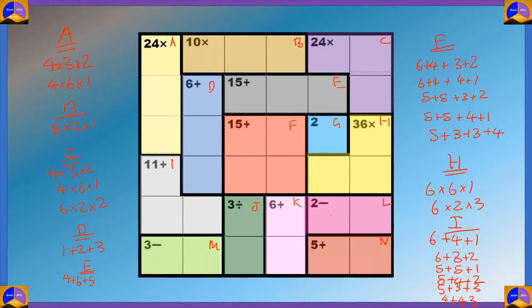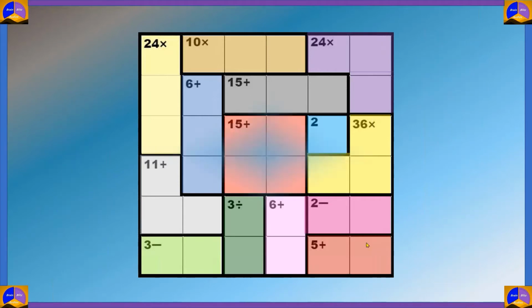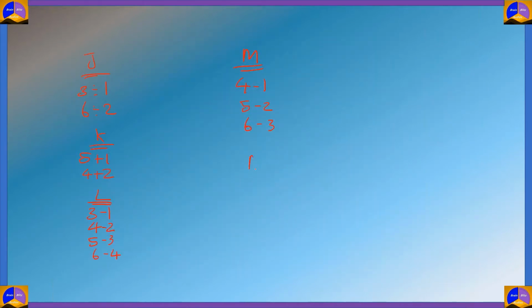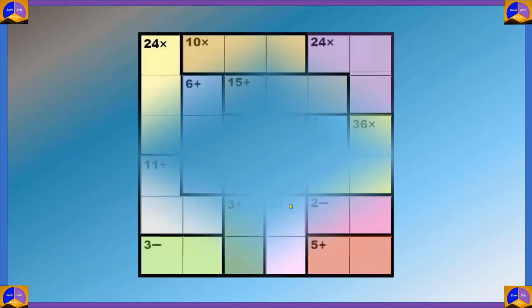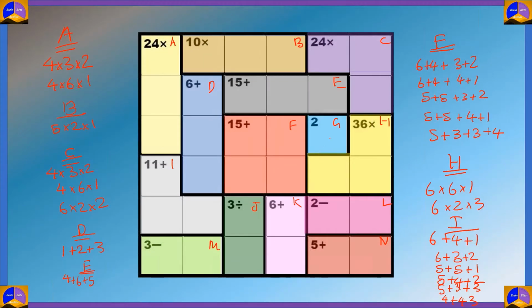Now, let's look at the last cage, which is cage N. In this cage, there are two cells and the operation is addition. After adding, our result must be 5. So, the options are 3 plus 2 and 4 plus 1. Now, let's look at cage G.